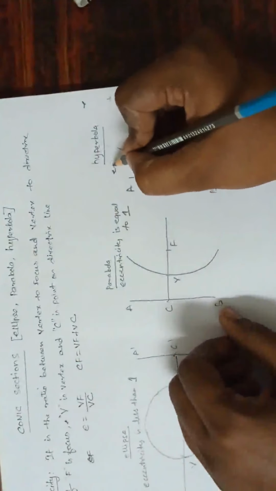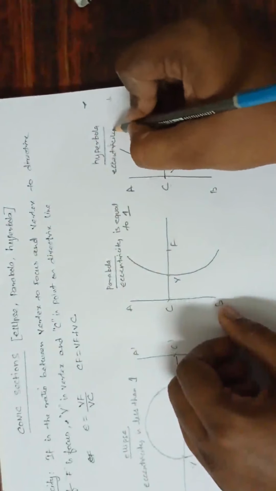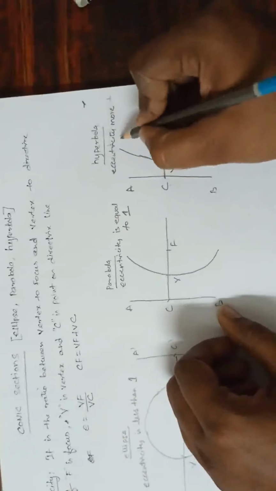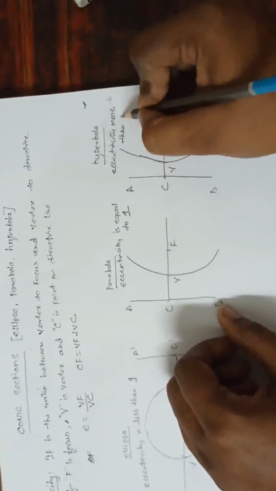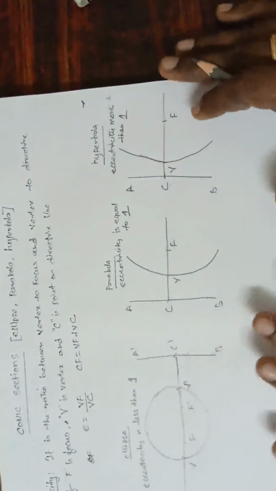Okay, I am writing here: eccentricity is more than 1. I can write here more than 1. Okay, done. So what we have learned here?